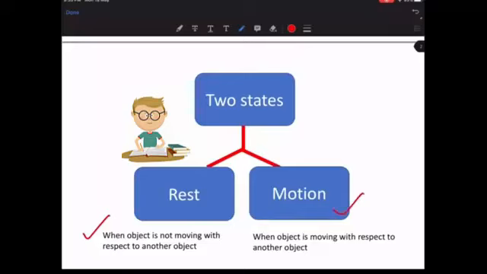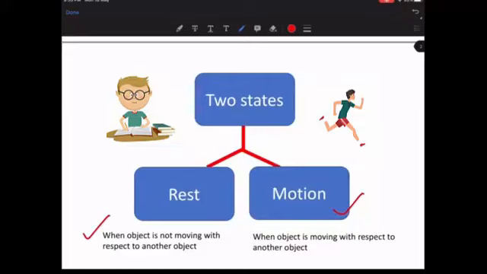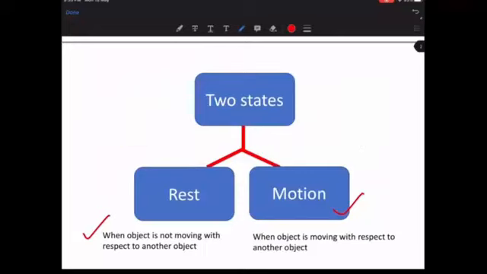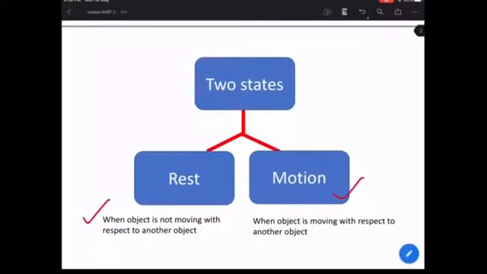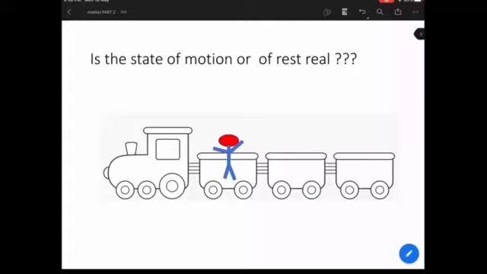On the other hand, when we talk about motion, any object which is moving with respect to another object is said to be in motion. So if I'm running, if we are walking, hopping, we are supposed to be in motion. So any object can be either at rest or in motion, right? Now, this is the basics that we all know. Is this state of motion or of rest real?